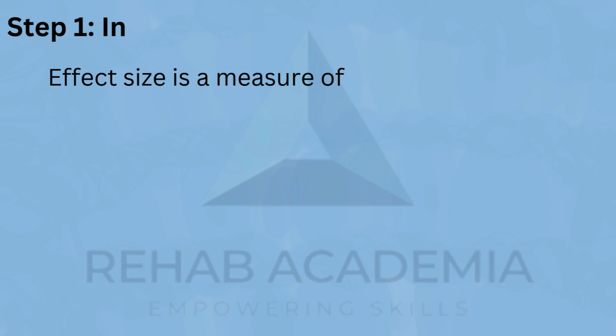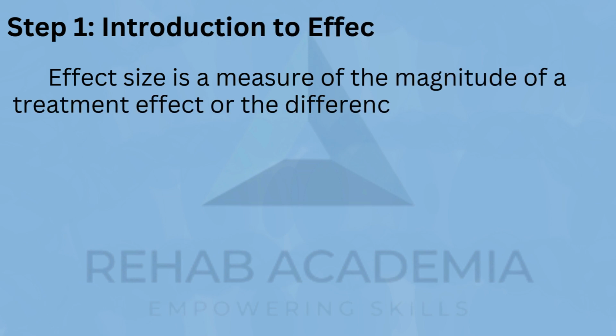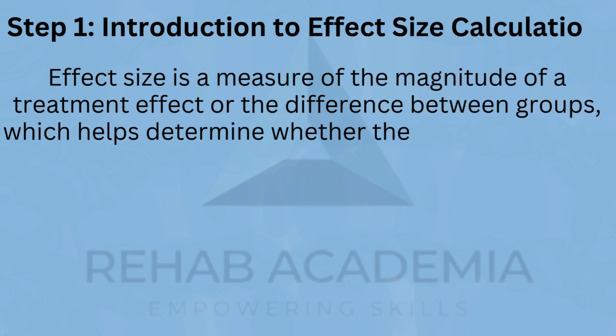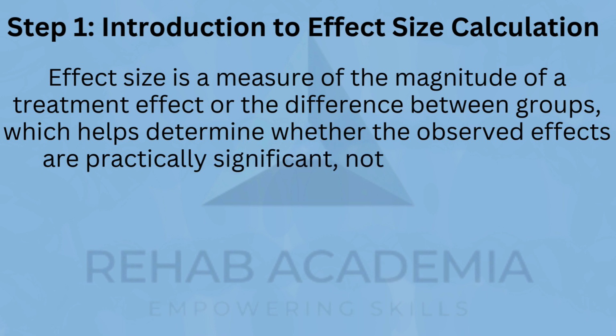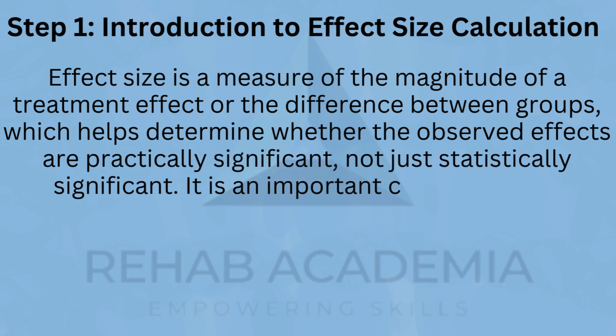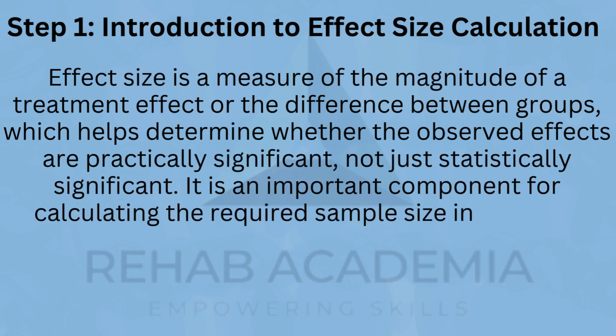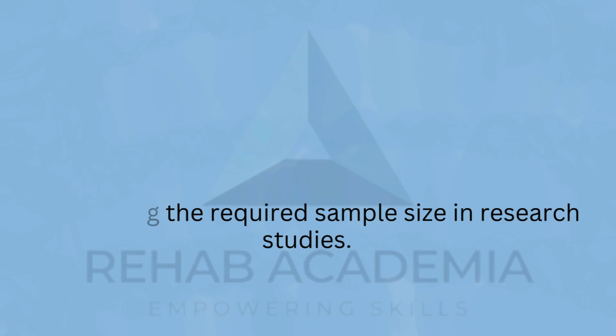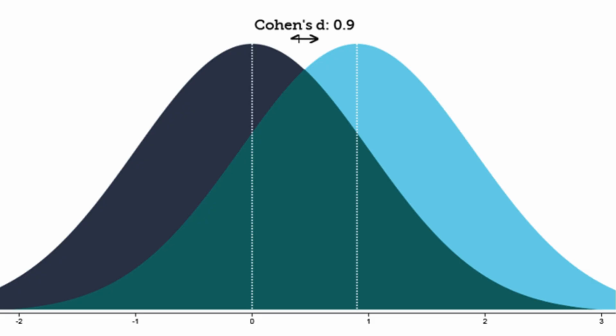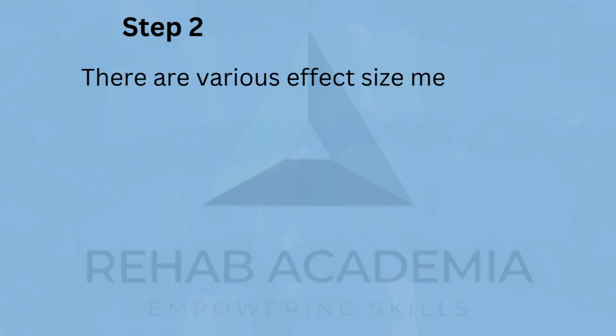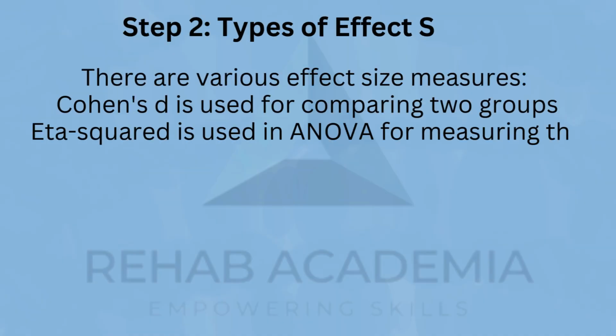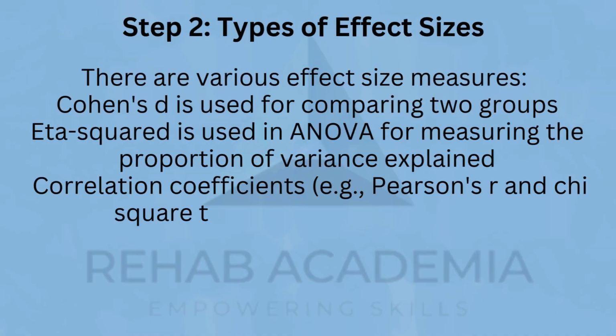Effect size quantifies the magnitude of a treatment effect or the difference between groups, allowing researchers to assess the practical significance of their findings, not just the statistical significance. It plays a crucial role in determining the required sample size for your research study, ensuring that your analysis is both robust and meaningful. In this step, we explore the different types of effect sizes you might encounter in your research.